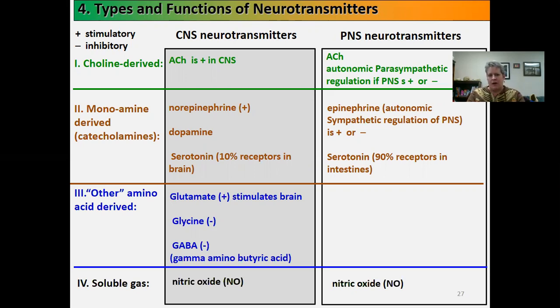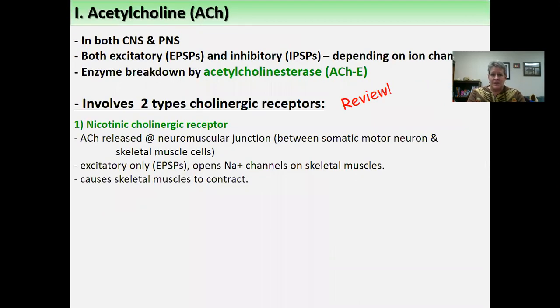So let's start at the top. Acetylcholine signaling. It's a pretty big one. So acetylcholine signaling, it is found both in the central nervous system and your peripheral nervous system. In your central nervous system, it's always going to be stimulating. Now, in the peripheral nervous system, it can stimulate some things, but inhibit others, and I'll try and explain that to you.